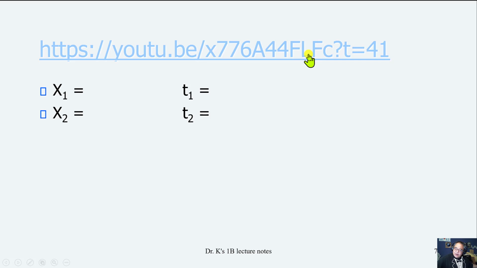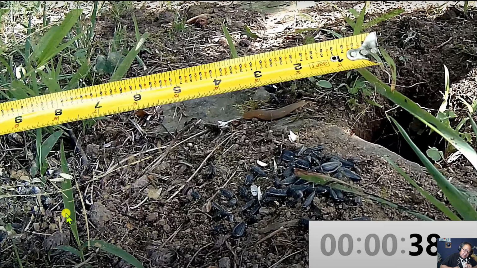Let's see if I can get this to start. All right, so here we go. This is a garden slug that you can see right here on the screen, I hope. And we're going to make him move. Now, let's say we want to measure how fast he's going. But, you know, it's a slug. So let me back up a little bit, and let's see if we can start him right at 3 inches.